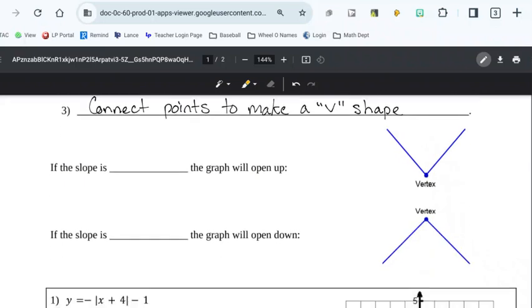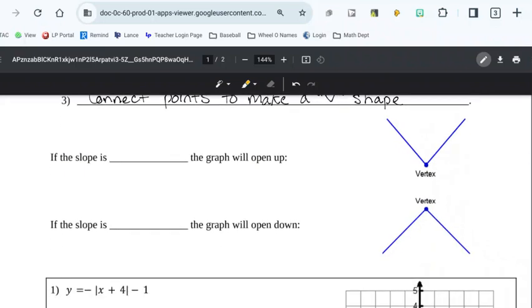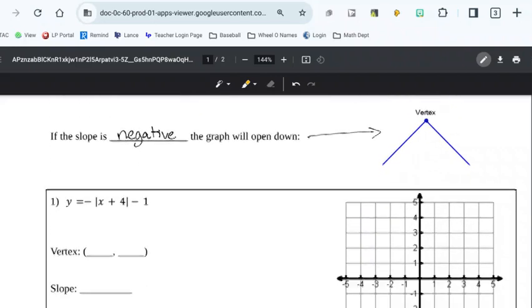One other set of information to consider is that if we take a look at the slope, or the value for A, and it is positive, then the graph will open up. If the value of A is negative, the graph will open down. Okay, so let's keep that in mind as we do our first example.